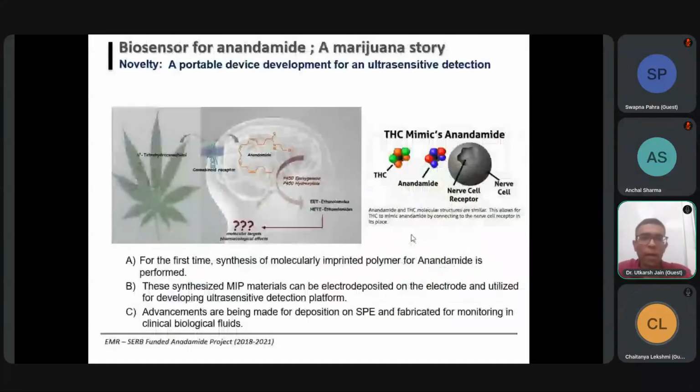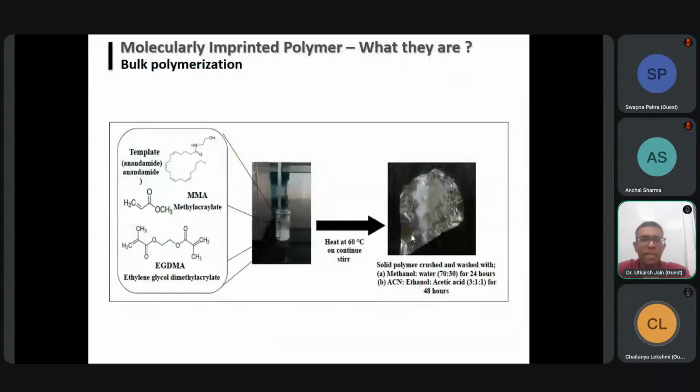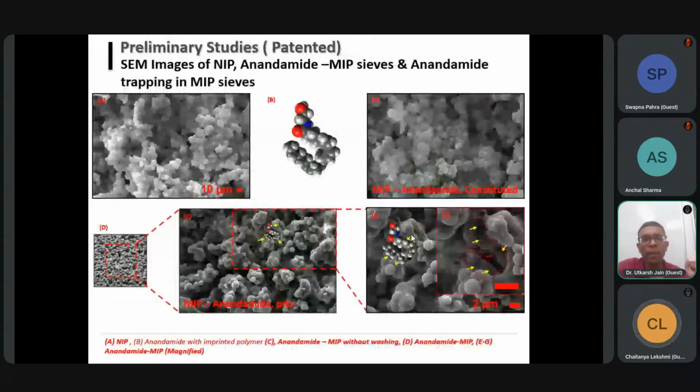So we worked on a molecularly imprinted polymer device for anandamide, as I have told you, with other neurotransmitters. This is a kind of bulk polymerization. I'm not going to discuss it in detail. It is just a representation where you need to add the template molecule, EGDMA as a cross-linker, and the monomer, and then you prepare a polymer.